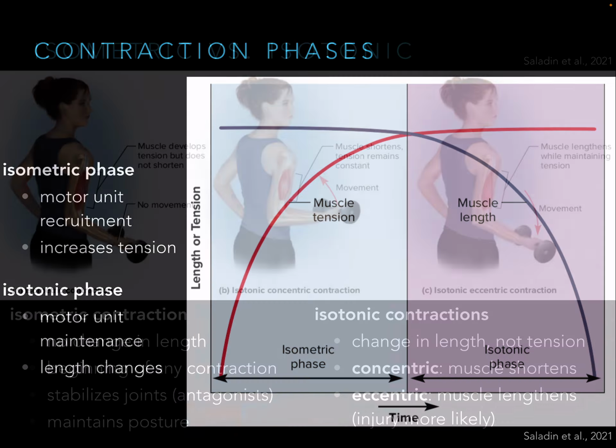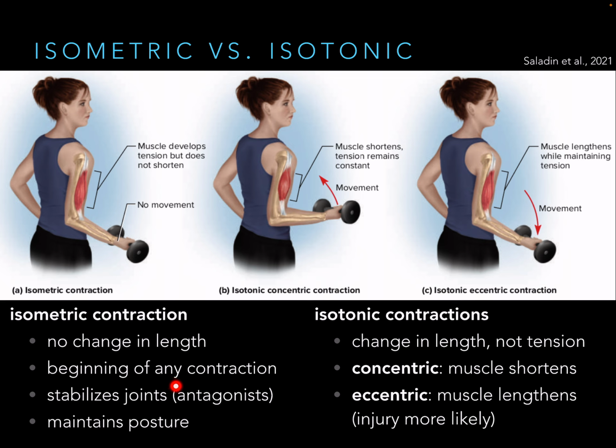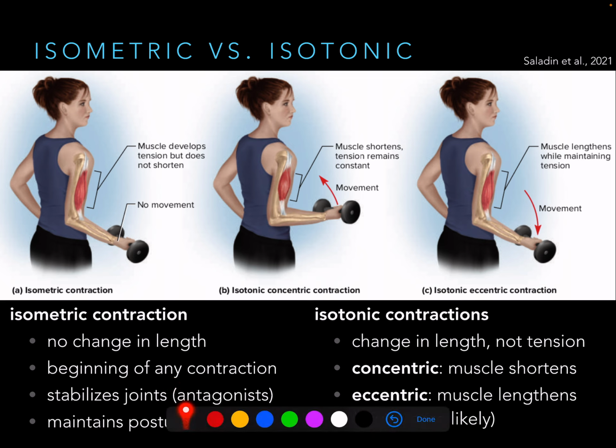Then we can use those same terms and talk about muscle contractions. So in an isometric contraction, you're not changing muscle length. Iso, same, metric, distance. And this is the beginning of any muscle contraction. So there's always an isometric phase. Now, we might actually not ever go beyond that. We might keep the contraction isometric in order to stabilize a joint or just maintain posture, maintain the length of a muscle. We don't really want to move the body. We're just in that isometric contraction, maintaining muscle tone.